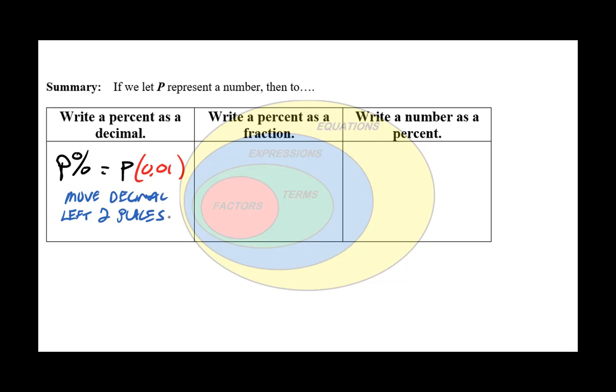Now, if we want to write a percent as a fraction, if we had p percent, we're just going to take that p and write it over 100. And that's a definition. And then just simplify the fraction as much as we can. And then to write any number as a percent, if we take a number p, it's the same as taking p and multiplying it by 100%. Again, we can simplify the fractions or just move the decimal 2 places right.